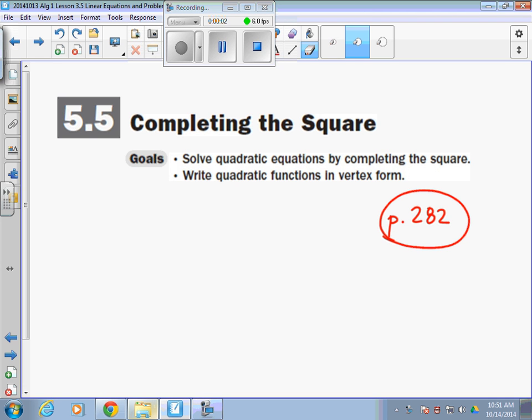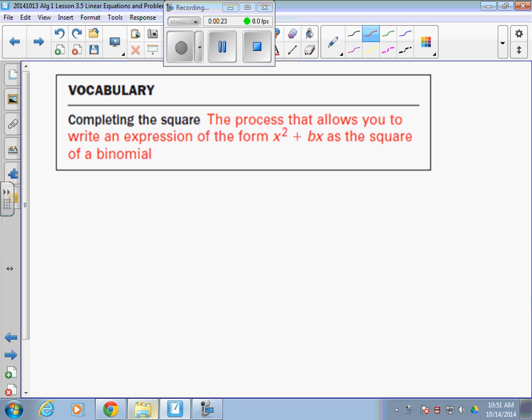This is Algebra 2, lesson 5.5, completing the square. Again, this is when we looked at undoing perfect trinomials last week by taking the square root of a and the square root of c. This is going to be an instance where we're going to create perfect trinomials, beginning on page 282.